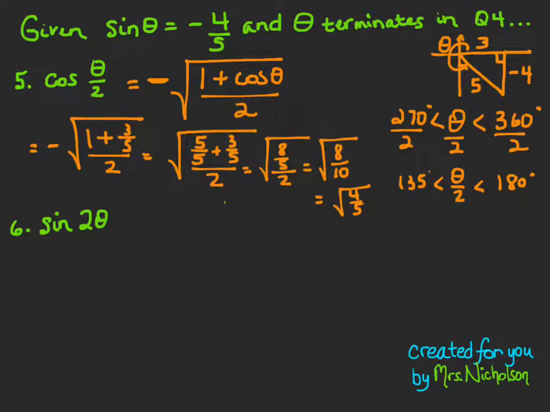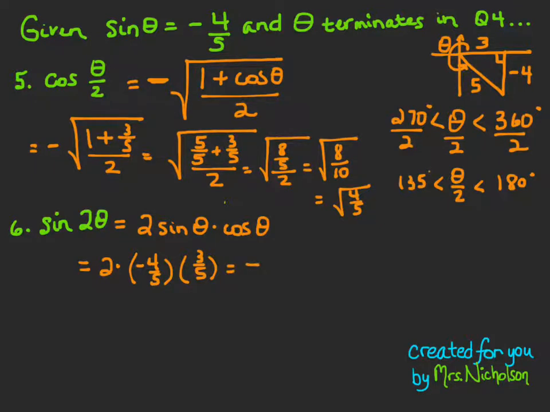Next one, sine 2 theta. I'm going to start by writing down the identity. This is a double angle, and sine of a double angle is equal to 2 sine theta times cosine theta. And now I'm just going to plug in those values from my triangle. 2 times sine theta in my triangle is negative 4 over 5, and cosine theta is 3 over 5. I'm going to multiply all those together. I get negative 2 times 4 is 8 times 3 is 24 over 5 times 5, which is 25.